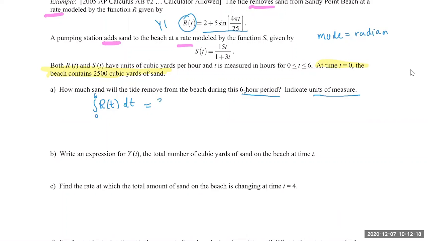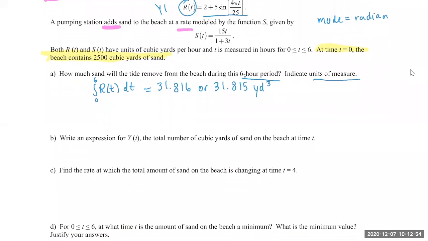But very nice. Many of you, or all of you typing it in, got 31.816 cubic yards. The other acceptable answer would have been 31.815, where it was truncated after the 5. Truncated means you just cut off the rest of the digits after the 5 and just included the 5 without rounding. That's okay as well. If you go more than 3 decimal places, it's fine as long as it's right. If it's wrong, then they mark you wrong. So 3 is the minimum. And then you have to include units of measure, which is cubic yards. So perfect for that.